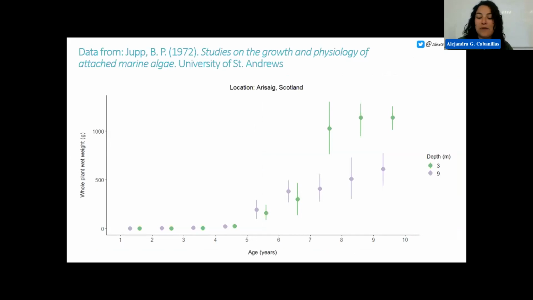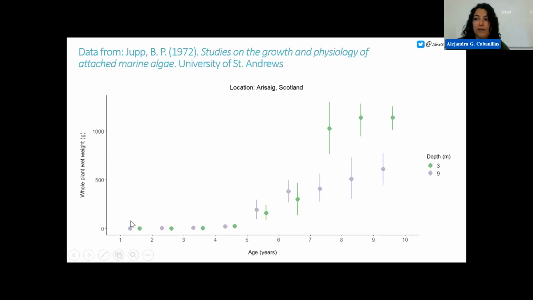Here is some data that we're parameterizing our model to. This is data from a thesis published in St. Andrews by Jupe in 1972. And due to this wealth of data in this thesis, which is absolutely fantastic, we decided to then focus on Scotland for our parameterization. What you see here is a snapshot of various individuals' weight from different depths and different populations. This is not a growth curve, right?